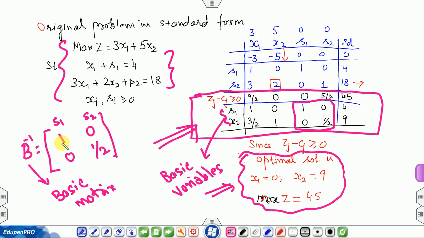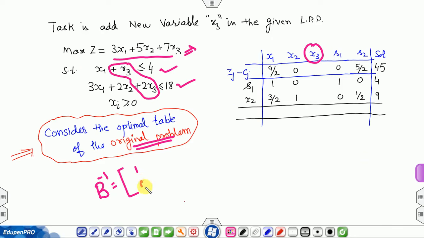Everybody knows how to calculate how I got this value 1, 3 by 2. One way is by using elementary row operations, while the other is to multiply this B inverse with A1. What is A1? It is the coefficient of X1, that is 1, 3. If you multiply this with 1 and 3, you will get this value. So now my B inverse is 1 0 0 half.